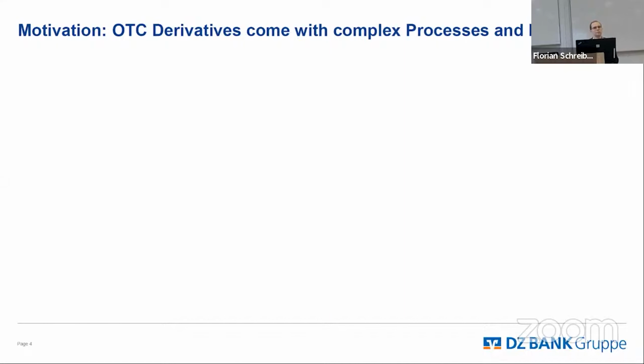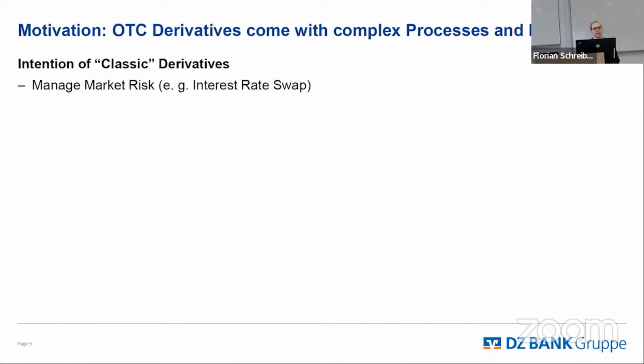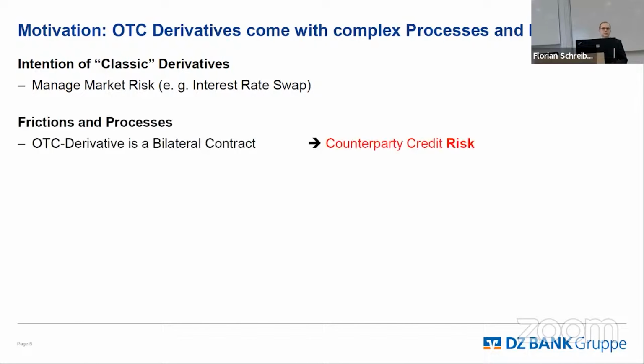OTC derivatives come with complex processes and frictions. The original intention of, say, a plain interest rate swap is to manage market risk. But now look at the frictions and the processes. This is a bilateral contract. You may trade with your counterparty over 30 years, and this is subject to counterparty credit risk. And to mitigate this risk, several processes have been put in place, also from regulatory incentive over the last 15 years.